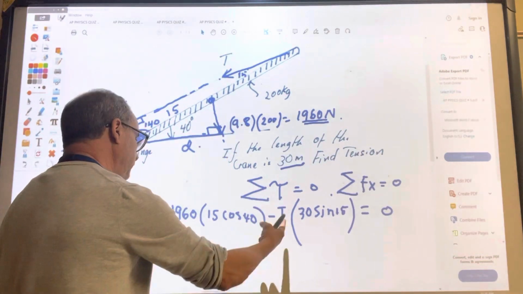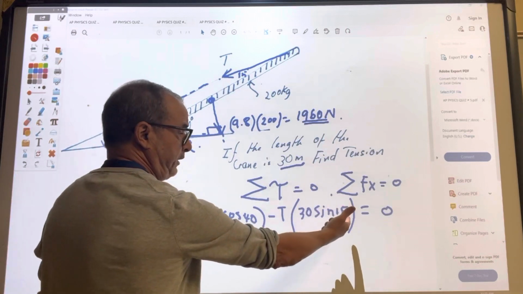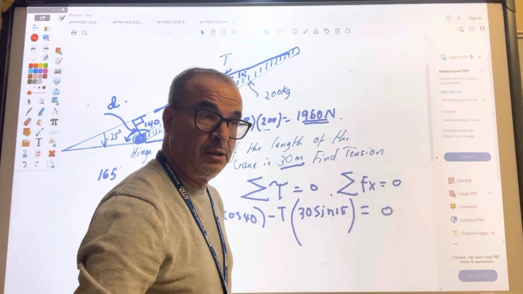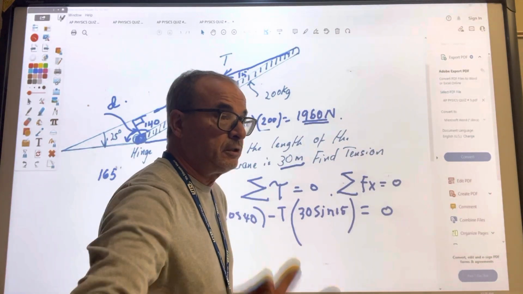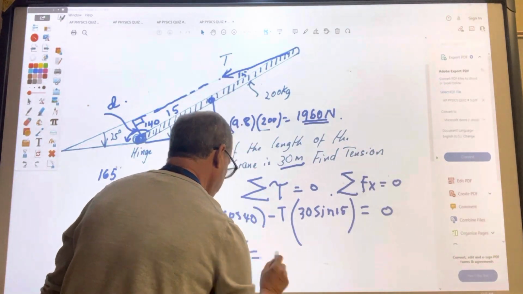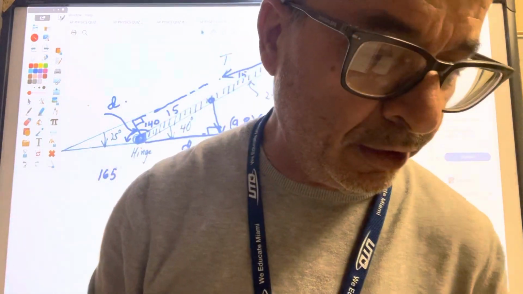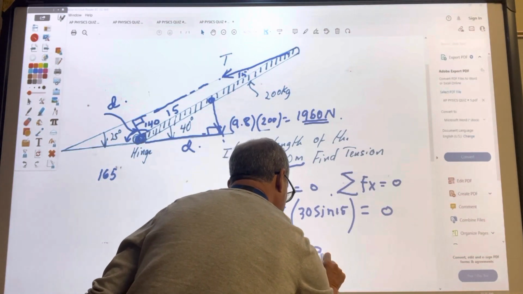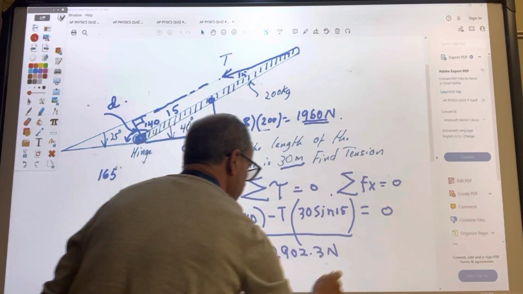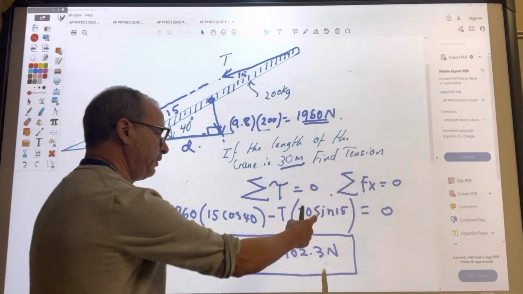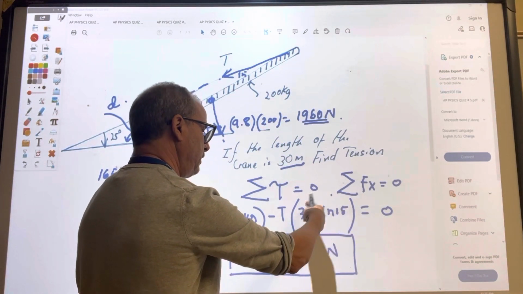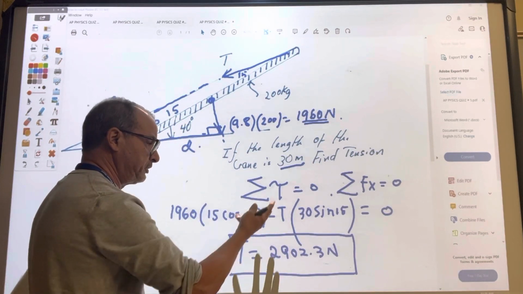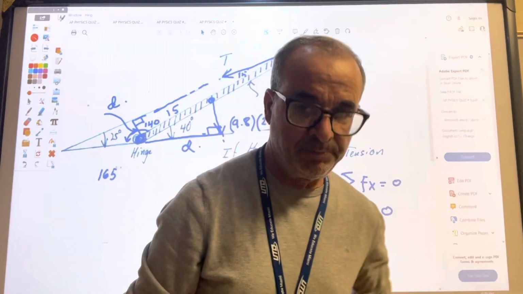Now you solve that for T. It's one equation, one variable. Sine 15, you can look it up. Cosine 40, you can put it in the calculator. And if you know how to solve this equation, then I don't know what to say. So T is going to be, if you solve that, 2902.3 newtons. Again, you find sine 15 in the calculator, multiply by 30, find cosine 40 in the calculator, multiply by 15, arrange the equation, solve for T, and you get the answer. All right, that's it.